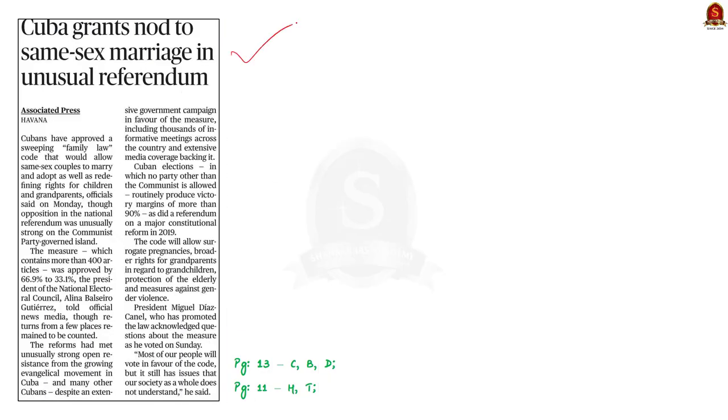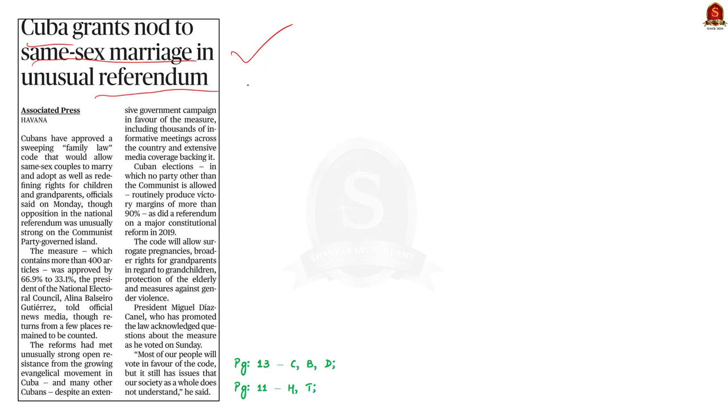Take a look at this article. It says that Cubans have approved a family law code that would allow same-sex couples to marry and adopt. It also redefines rights for children and grandparents. And this was approved through a referendum. This is the crux of the news article given here.